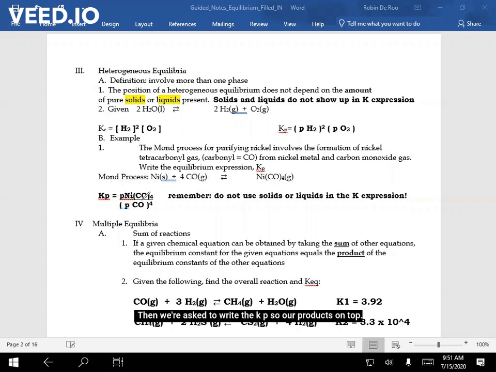Then we're asked to write the Kp. So our products are on top. We only have one product. Our reactant is on the bottom. And then notice that nickel is a solid and it does not show up in the expression. So you're going to want to absolutely remember this, because the entire semester, do not use solids or liquids in the K expression.